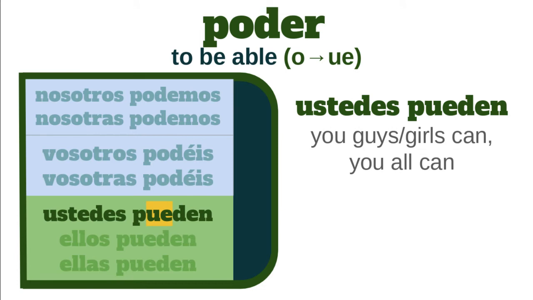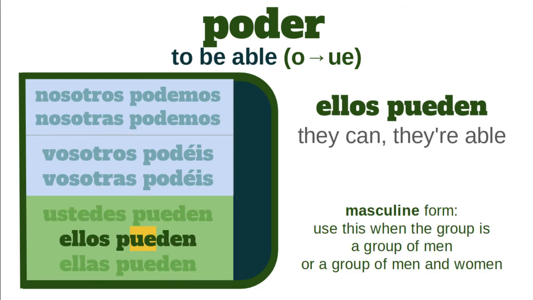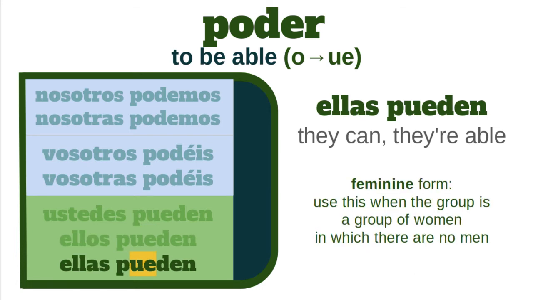Ustedes pueden. You guys or you girls can. All of you can. Ellos pueden. They can or they are able. And ellas pueden. They can or they are able when it's a group of girls.